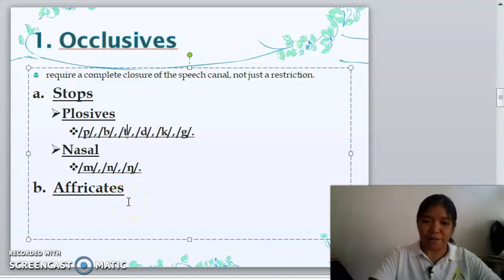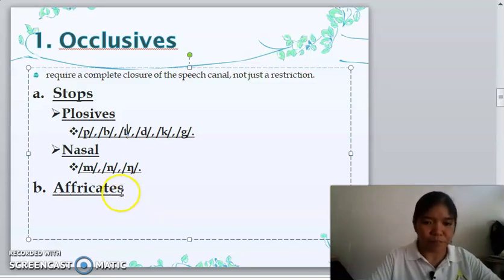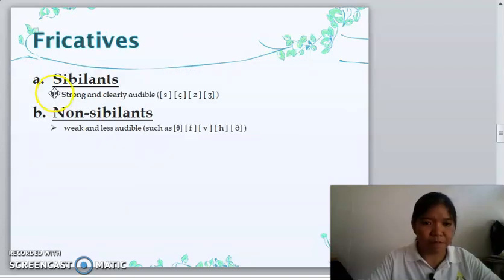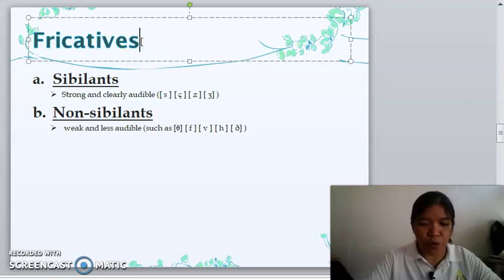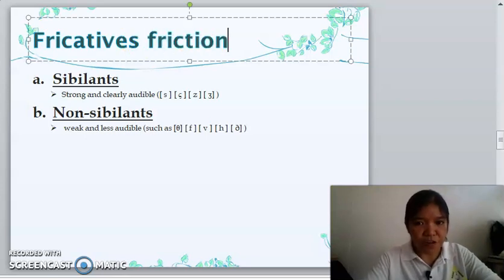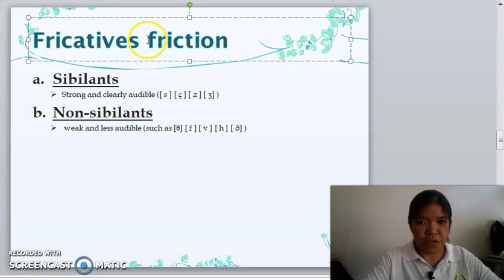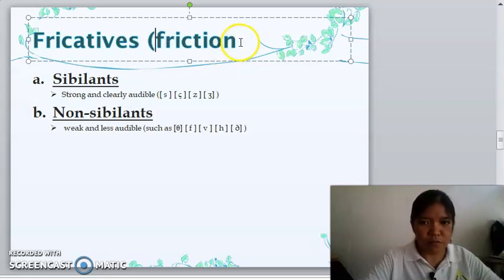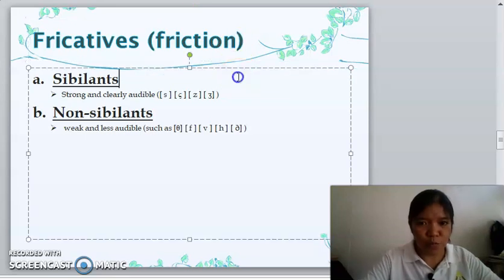And of course, we have affricates. What are affricates? Affricates are a combination of plosives and fricatives. When we say fricatives, you can memorize or put in mind the word fricative when you think of friction. What can you think when we say the word friction?